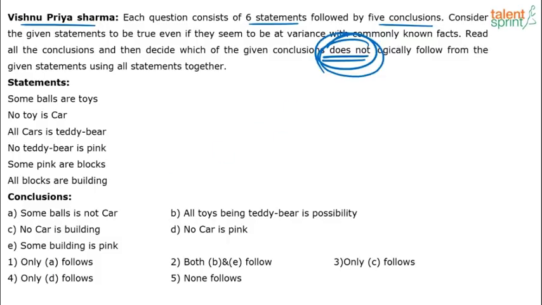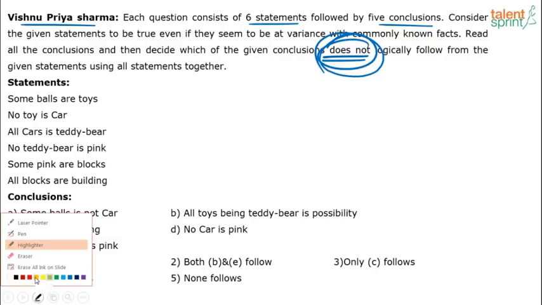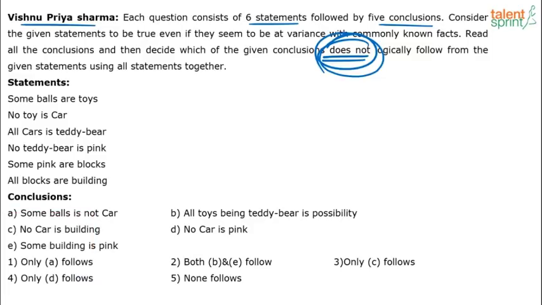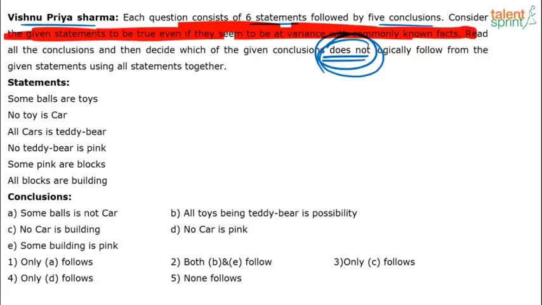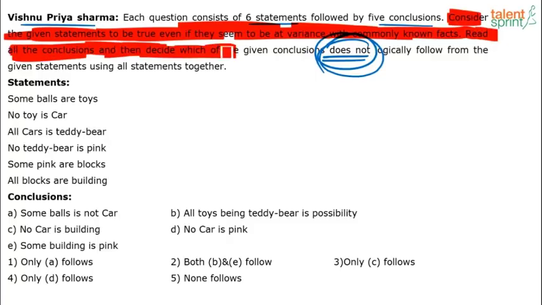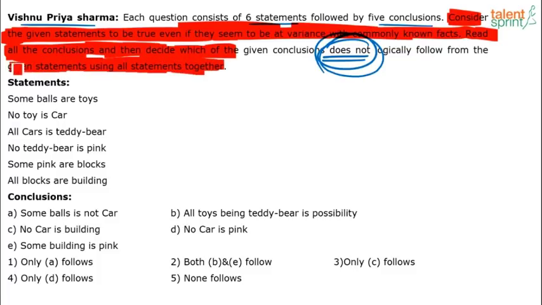I say read directions, but I don't mean to read the full direction, because most of this part is known to us already. All this is not required. The given statements are true even if they seem to be at variance from what is known to us. Read all the conclusions. What you have to really pay attention to is whether you have to find conclusions which logically follow or conclusions which do not follow. So selective reading is very important. You should know what part to be read and what part to be skipped.